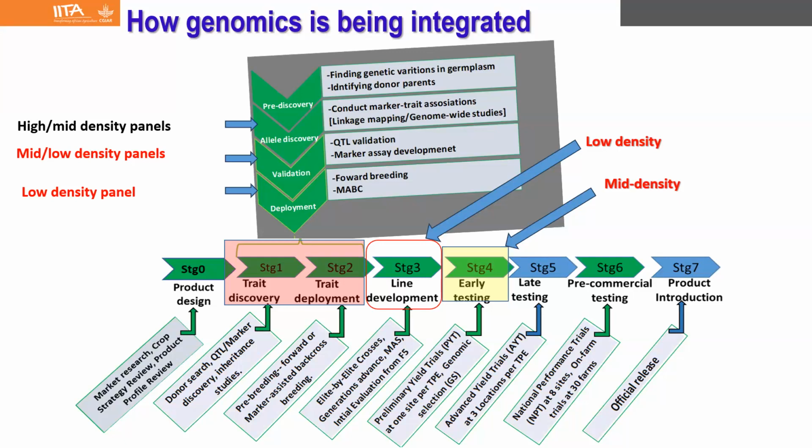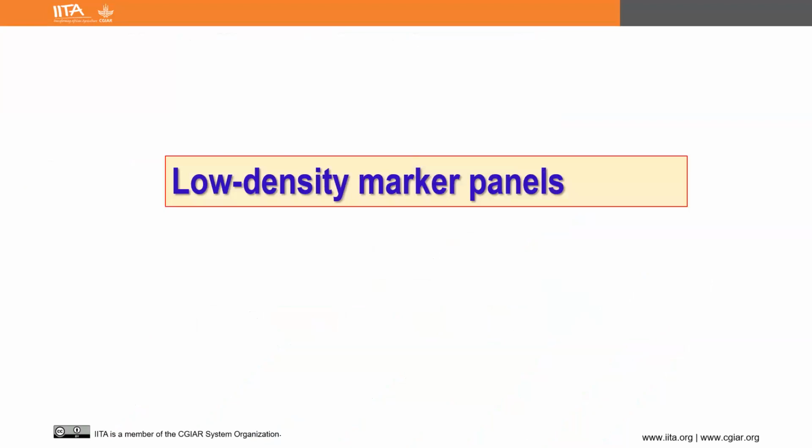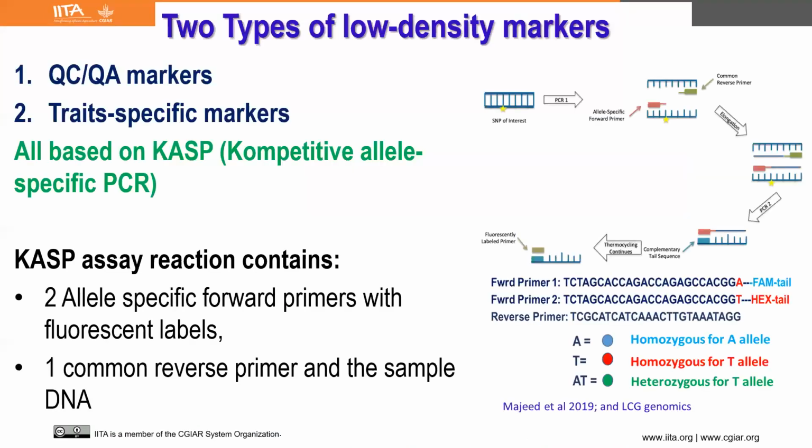And so the marker systems are integrated in the program, starting from the high-density markers, which are needed for discovery, and then we have the low-density panels that are converted into breeder-friendly ones, mainly for quality control and for selection purposes. So let's look at the low-density marker panels that we have. There are two types, as I've mentioned: the sets for quality control and then trait-specific markers.